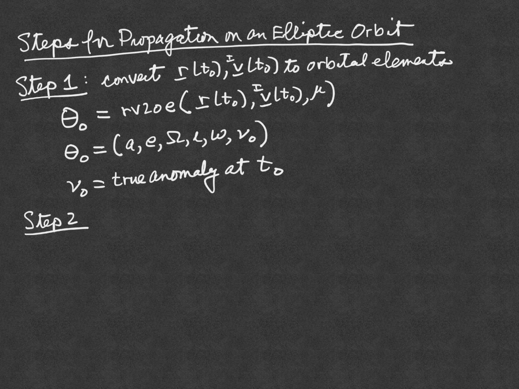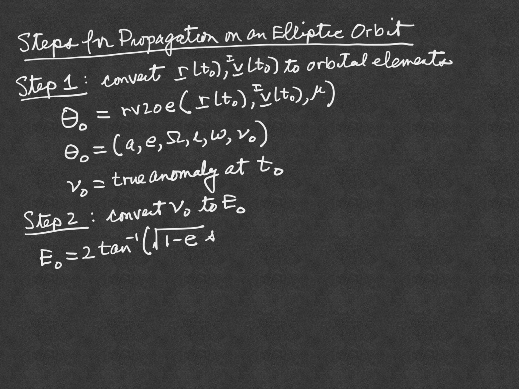So step 2 is to convert nu 0 to E0. So I'm going to get the initial eccentric anomaly. So the initial eccentric anomaly is equal to 2 times the 4-quadrant inverse tangent of the square root of 1 minus E times the sine of nu 0 over 2, and then the square root of 1 plus E times the cosine of nu 0 over 2. So then we move on to step 3.